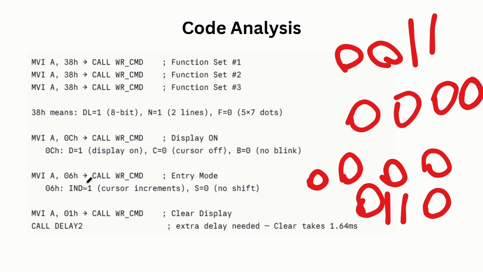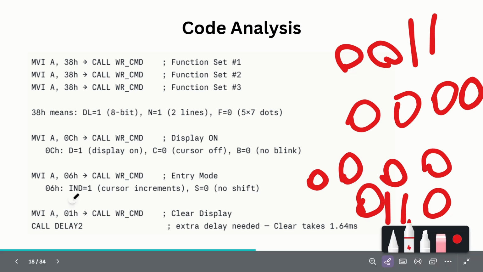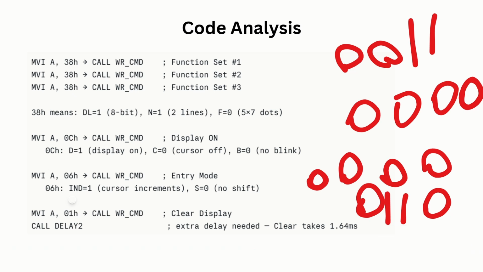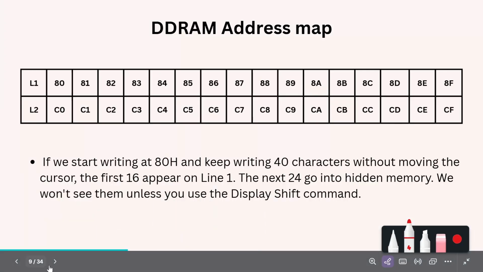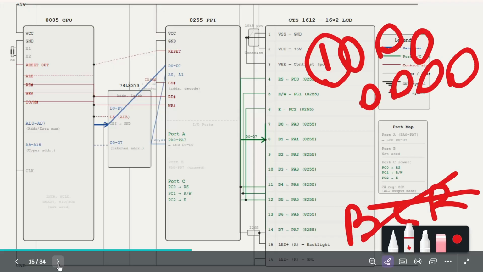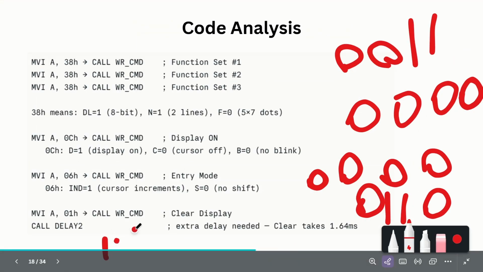Then you can see this. This is the clear display command. It fills all the DDRAM addresses with the ASCII space and then resets the cursor back to address 80H and resets the entry mode shift. And this is particularly slow actually. Yes, it takes about 1.64 milliseconds. You can see that here. Let me just erase this.